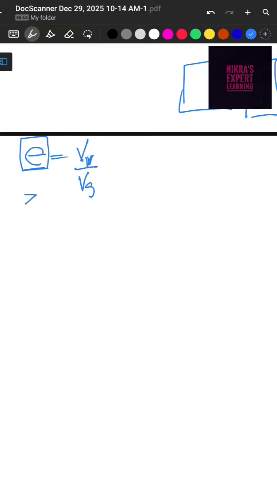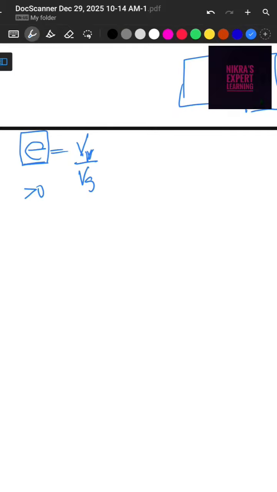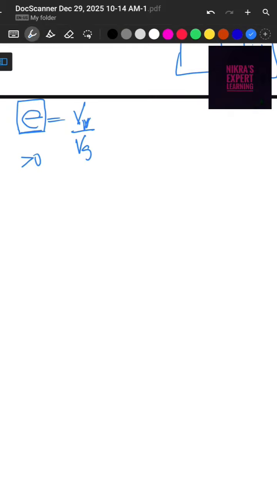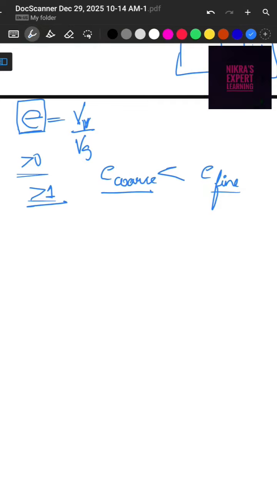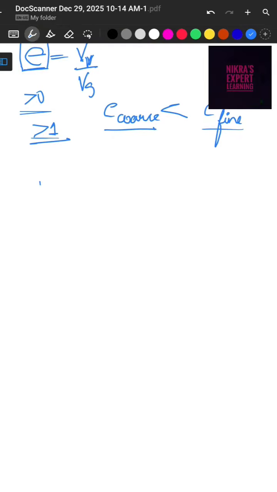It is generally greater than 0. The void ratio is generally greater than 0, and for some soils it will also be greater than 1. And remember, the void ratio of coarse grain soil is generally smaller than that of the fine grain soil. Remember this. So the basic understanding of void ratio is volume of voids to volume of solids. It is generally greater than 0, and e of coarse grain soils is generally smaller than that of a fine grain soil.